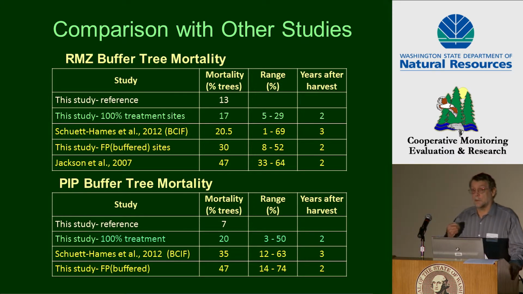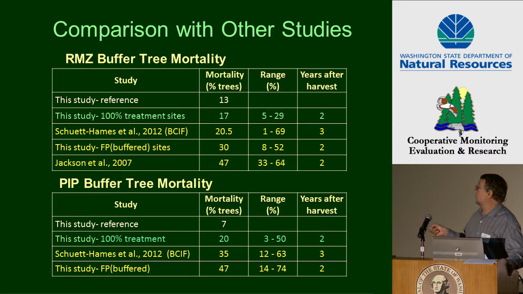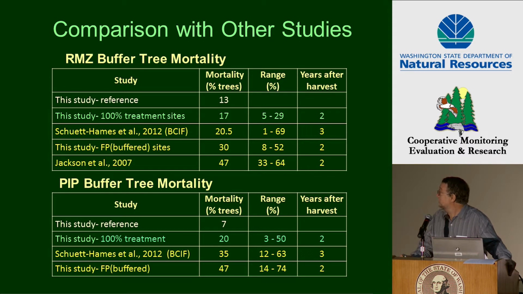The rows for the reference sites in this study are shown in white. The 100% treatment sites are shown in green. And then the yellow highlights different studies that looked at the current forest practice buffers. So we have the Schuett-Hames BCIF, or Buffer Characteristics, Integrity, and Function study. We have this study's forest practice buffer sites, and then we've got a study by Jackson et al.